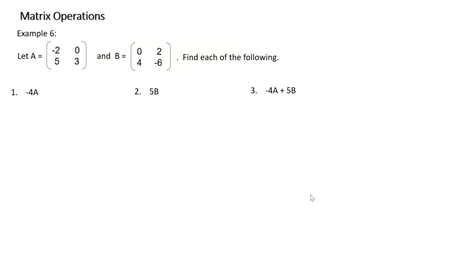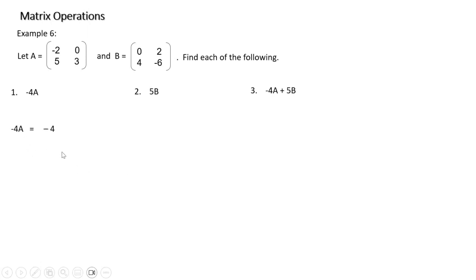Now let's do example number 6. We have here matrix A, a 2 by 2 matrix, and matrix B, a 2 by 2 matrix, and these are the elements: negative 2, 0, 5, 3 for matrix A, and 0, 2, 4, negative 6 for matrix B. So here it says find each of the following: negative 4A for 1, 5B for 2, and for 3, we're going to combine them. We're going to do what we got for number 1 and add it to what we got for number 2, which is negative 4A plus 5B.